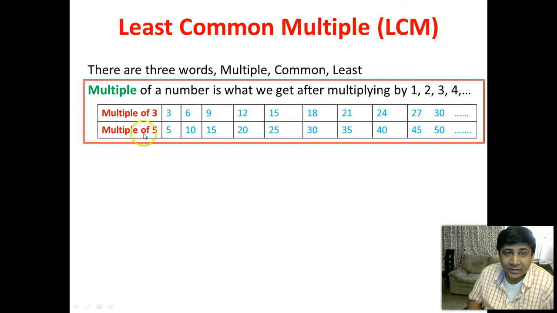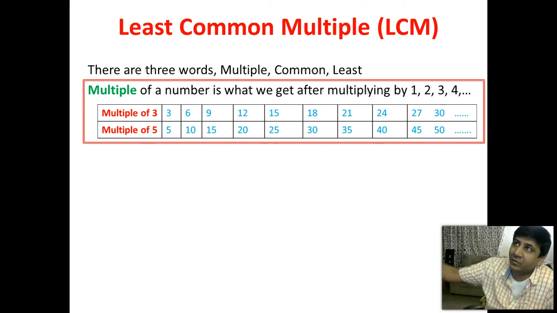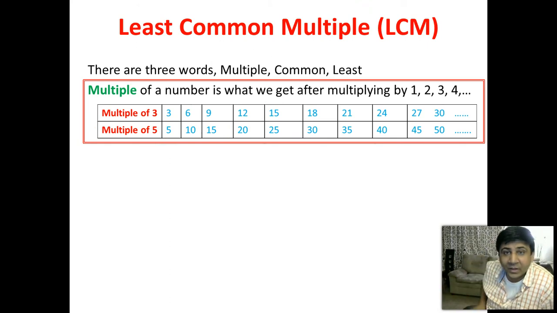It can go on. Similarly, multiples of 5 are 5, 10, 15, 20, 25, 30, 35, and so on. Or in other words, you keep adding 5 to itself, or keep adding 3 to itself, and keep on going. These are called multiples: multiples of 3, multiples of 5.